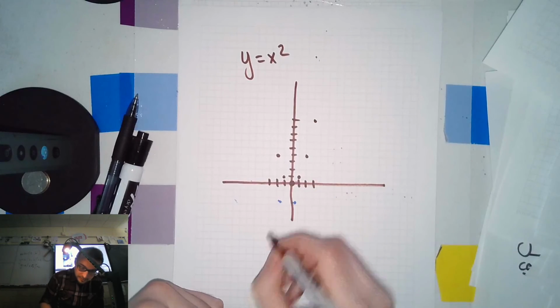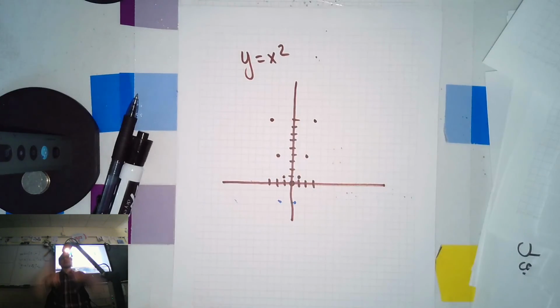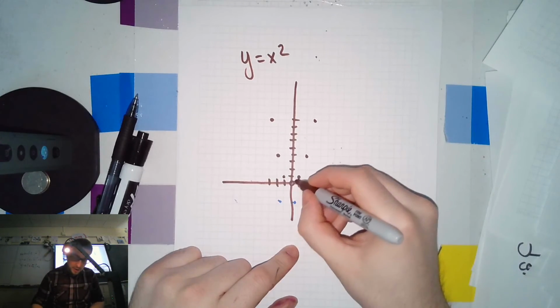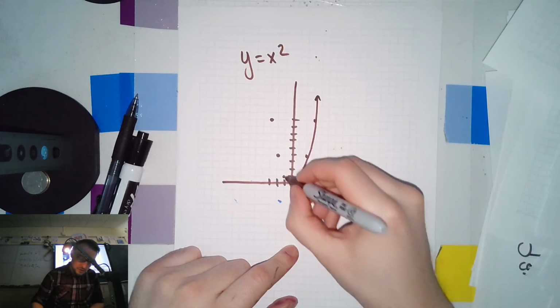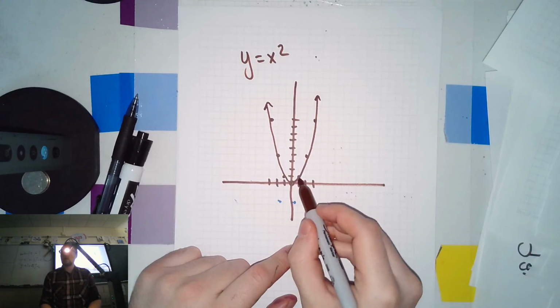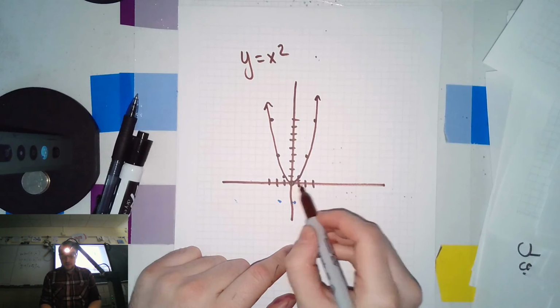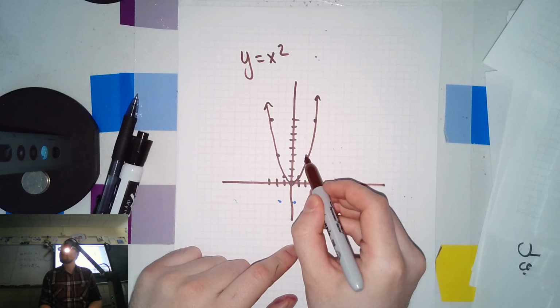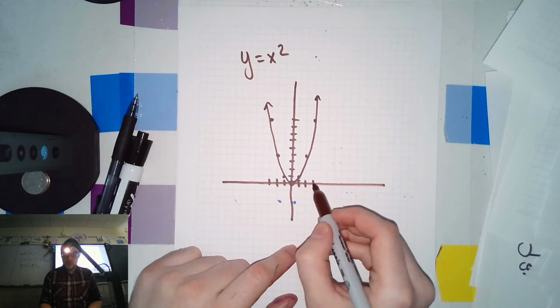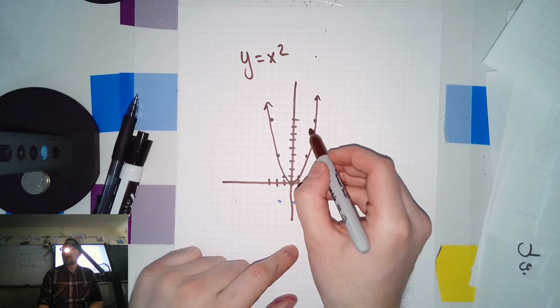-3 squared is... -9? Nope, +9 is the quantity. When we plug it in, we wrap it in parentheses, right? So here's our parabola. Notice the slope isn't always the same. When we go over 1, we go up 1, right? When we go over 2, we went up 4. When we went over 3, we went up 9.